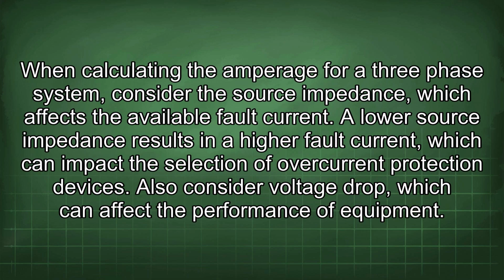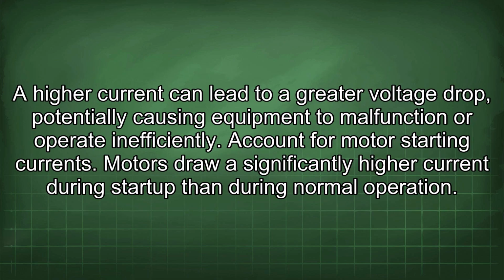When calculating the amperage for a three-phase system, consider the source impedance, which affects the available fault current. A lower source impedance results in a higher fault current, which can impact the selection of overcurrent protection devices. Also consider voltage drop, which can affect the performance of equipment. A higher current can lead to a greater voltage drop, potentially causing equipment to malfunction or operate inefficiently.